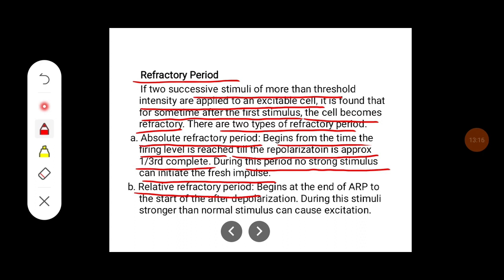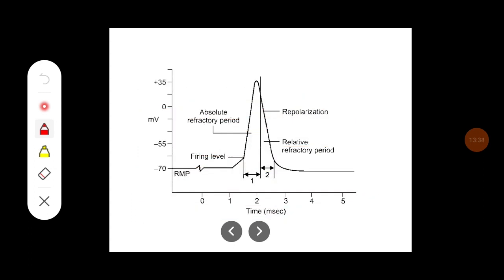And relative refractory period begins at the end of the absolute refractory period and lasts to the start of after depolarization, and during this period, stimuli stronger than the normal stimulus can cause excitation. So this is a diagram showing the refractory period, that is the absolute refractory period and the relative refractory period.